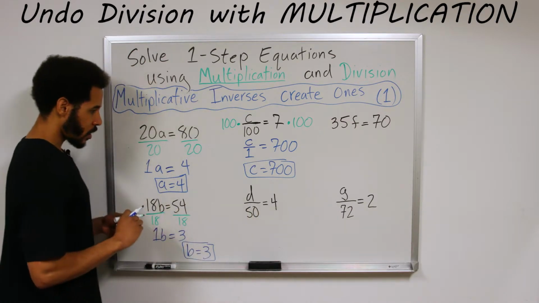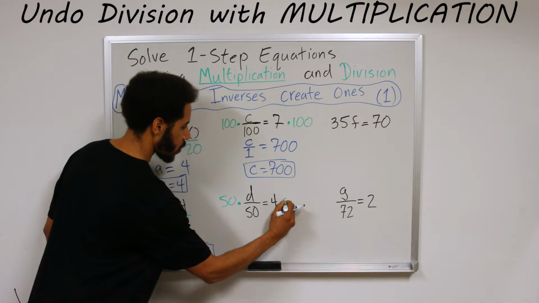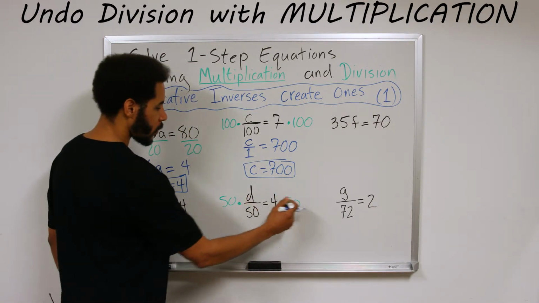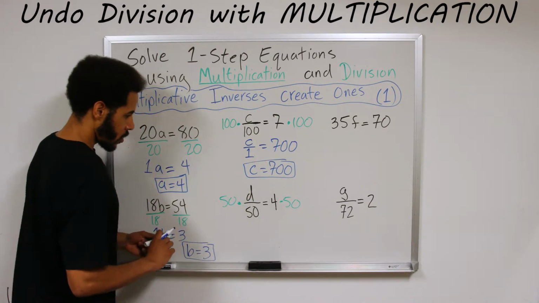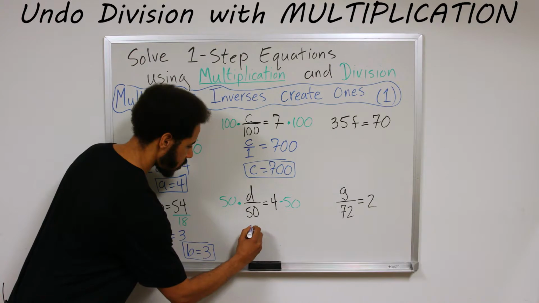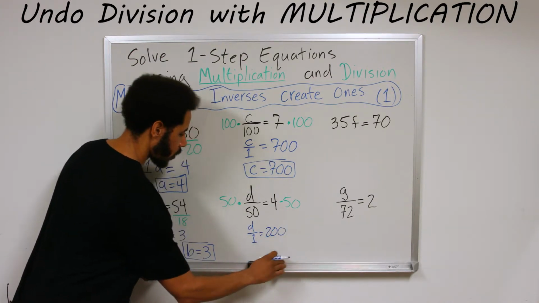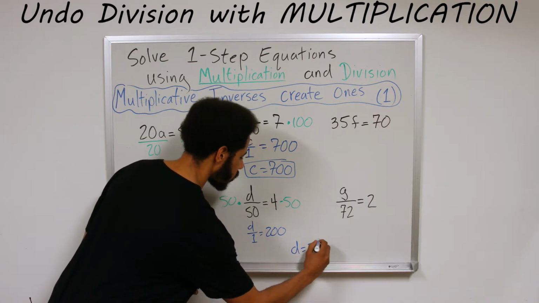Once again, we have division here. We're going to multiply by 50. And I'm thinking I have 50 cents 4 times. Every 2 50 cents is $1, so this must be $2. So I'm going to have d divided by 1 equals 200, which means I can simply say that the variable d equals 200.